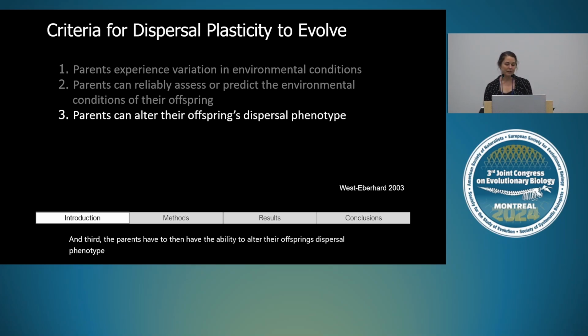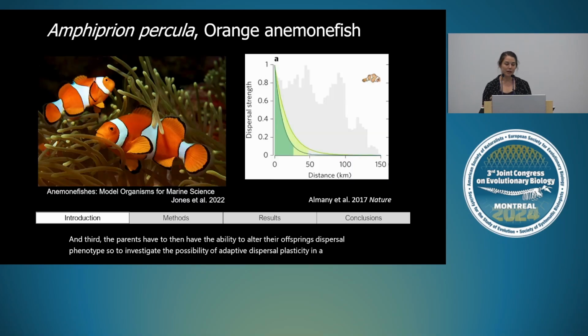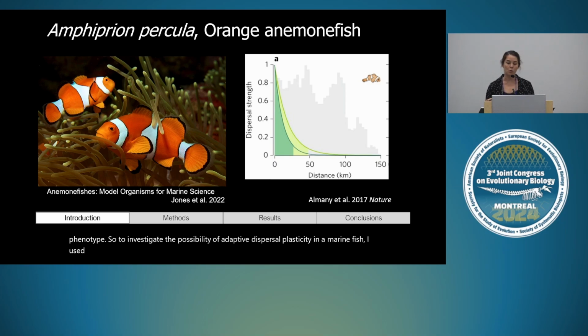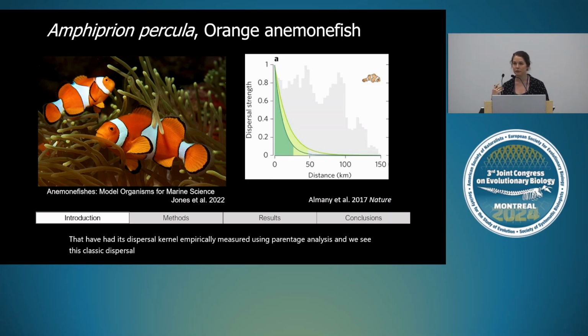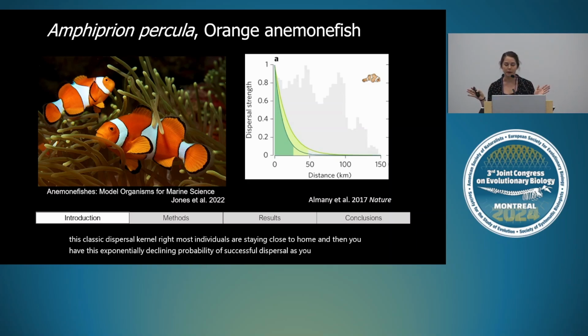So to investigate the possibility of adaptive dispersal plasticity in a marine fish, I used Amphiprion percula, the orange anemone fish, or clownfish, probably widely known as Nemo, and it's become a model system in marine fish dispersal ecology, as it's one of the handful of marine fish species that have had its dispersal kernel empirically measured using parentage analysis. And we see this classic dispersal kernel, right? Most individuals are staying close to home. And then you have this exponentially declining probability of successful dispersal as you move away from parent populations.